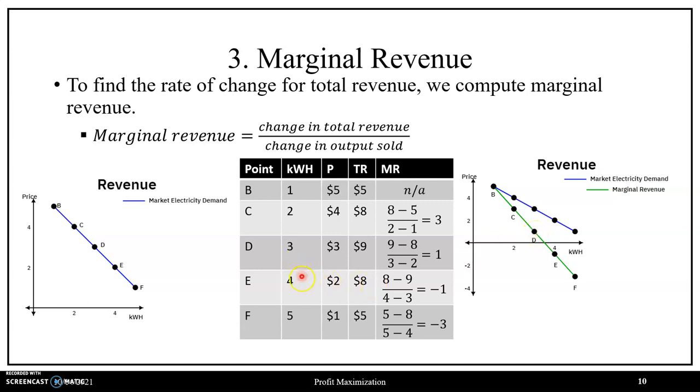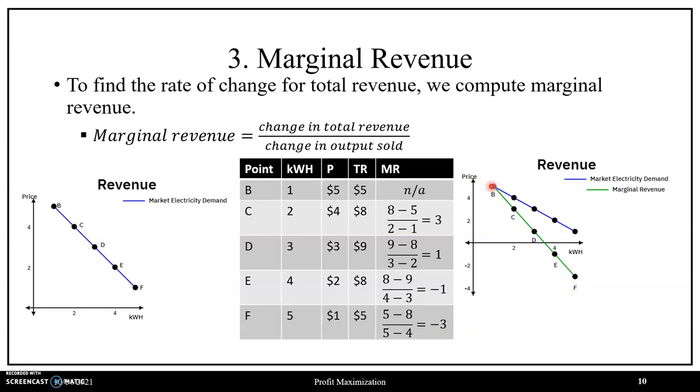And going from 3 units sold to 4 units sold, we see that total revenue is going from 9 to 8, or that it's decreasing by 1, which generates point E. And then lastly, going from 4 units of electricity sold to 5 units sold, total revenue is changing from $8 to $5, or there's a change in total revenue of negative $3, which generates point F.